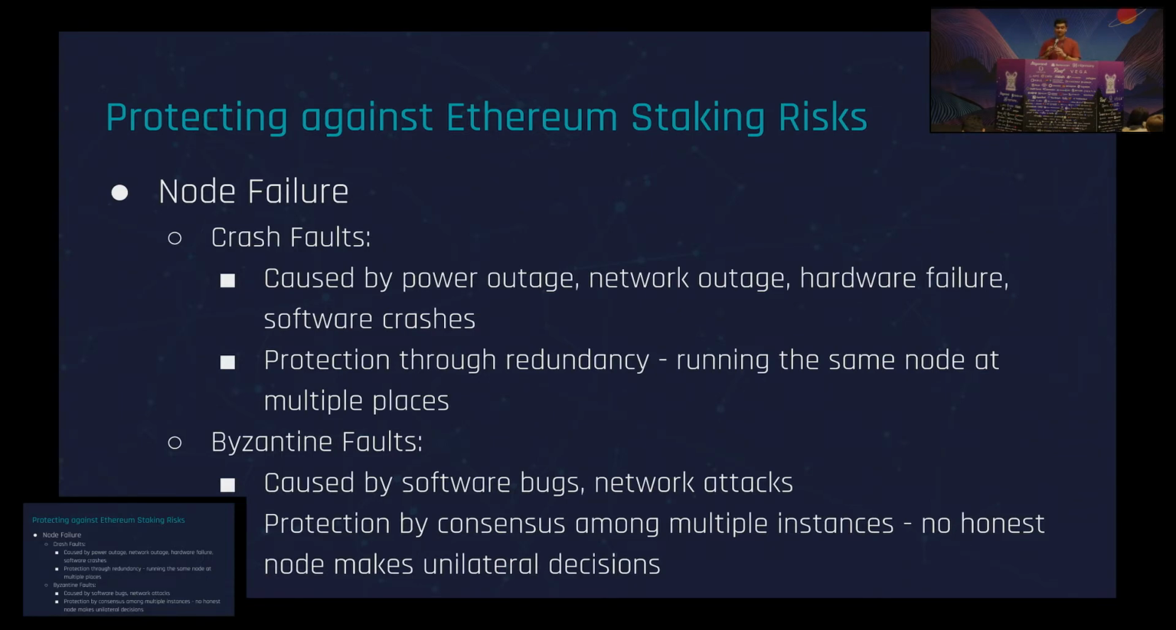So you want not just redundant instances, but consensus among these redundant instances. So this is not consensus in the Ethereum protocol. This is consensus among your redundant Ethereum software instances so that all your split validators are voting for the same chain. They are in the same state.